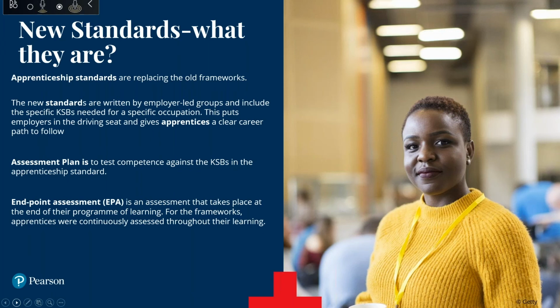This puts employers in the driving seats, and it gives an apprentice a clear career path to follow. Each standard has to have an assessment plan. The assessment plan is to test the competence against the knowledge, skills and behaviours within the standard. Also attached to this is the endpoint assessment, which you'll often see referred to as EPA. It's an assessment that takes place at the end of an apprentice's programme of learning. For the framework, apprentices are continuously assessed throughout their learning. Now what we'll see is an actual endpoint synoptic assessment of the learner and all of the knowledge, skills and behaviours that they've learnt whilst on programme.